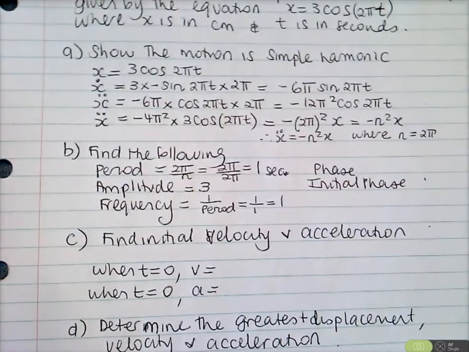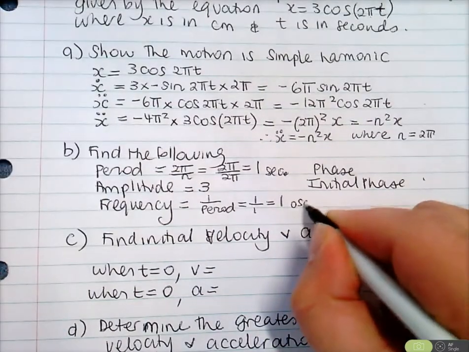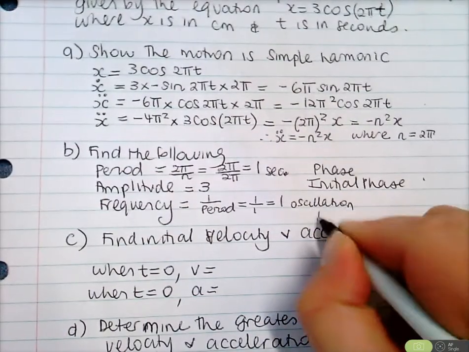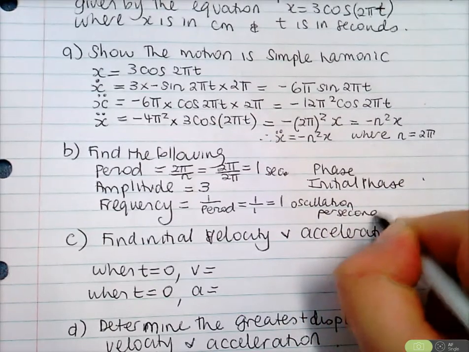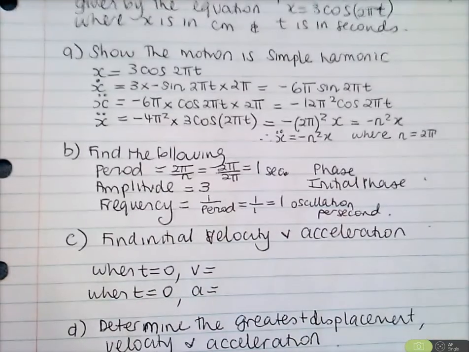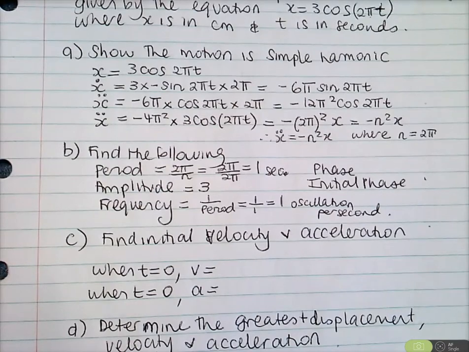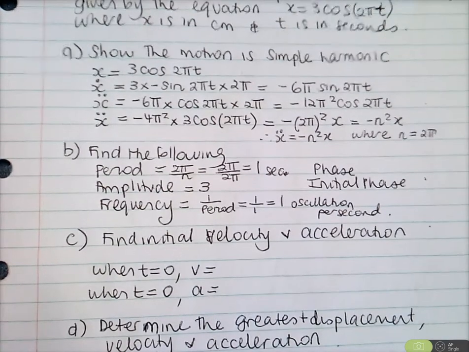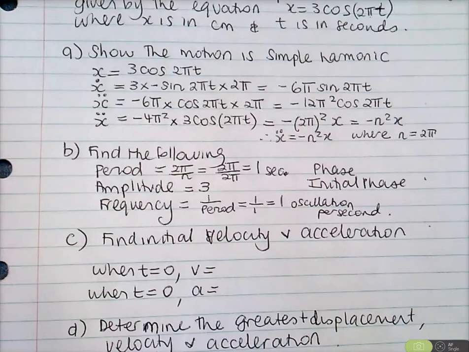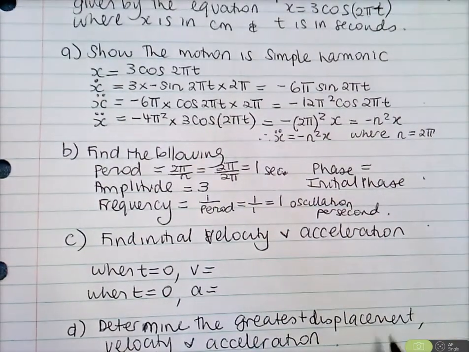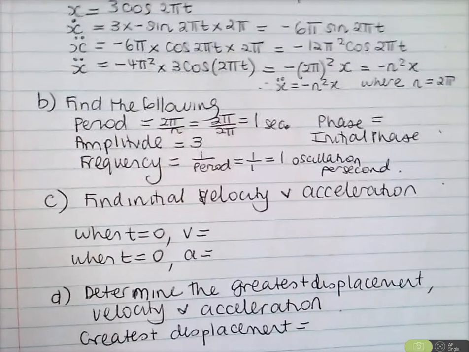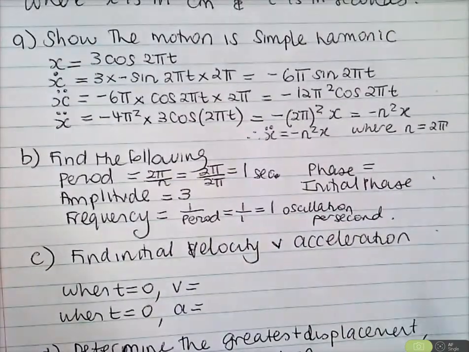Units. Oscillations per second, 1 oscillation per second. Oscillations to the negative 1. That makes sense. All right, the phase, you know how it's nt plus alpha? Sorry, this is a bit small, isn't it? The phase, we've got no phase, it's 0.